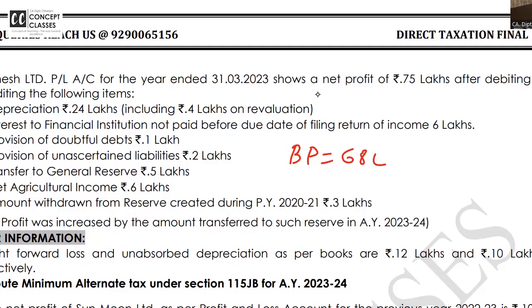Add 24 depreciation minus 20 depreciation, revaluation ko chhod ke. Interest on financial institutions not paid before the due date, nothing you will do for the MAT purpose. Provision for doubtful debts, 1. Unascertained liability, add back. Transfer to reserve, add. Agricultural income, nikal do. Agricultural income is covered under section 10, 11, 12. All exempt incomes are to be removed.